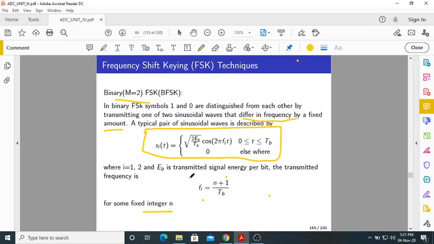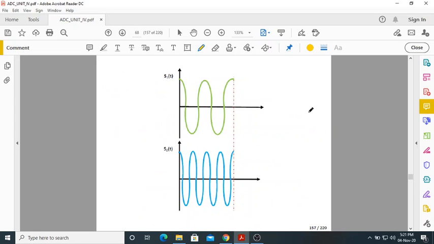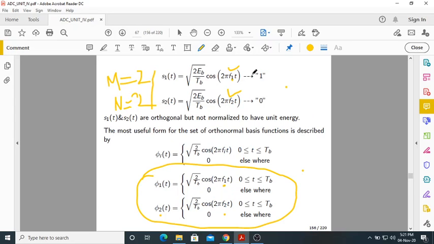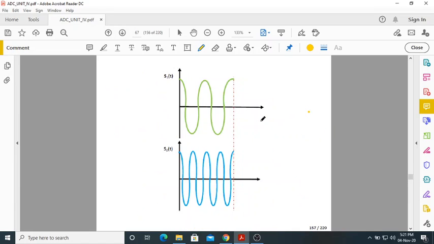Okay, try to write this properly. There is a mistake, it is n plus i by Tb. Now this is s1 of t, this is s2 of t. What is s1 of t? It is for symbol 1, and this is for symbol 0. Now you can observe very clearly how these two differ. They have the same amplitude and same phase, but they have different frequencies.